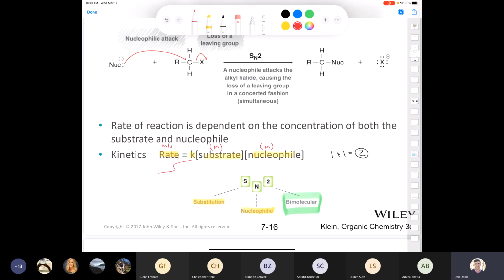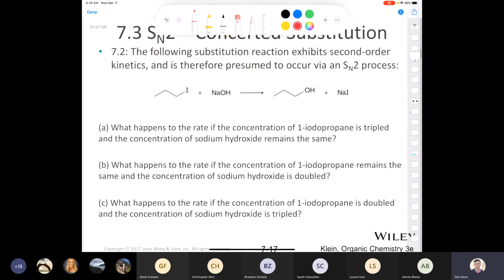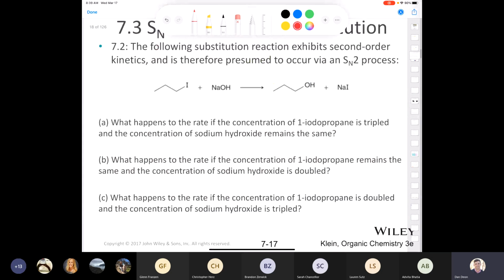But in this case, the units of K would be equal to molar to the -1, seconds to the -1. You could try the math if you don't believe me, but that's what the units would be. Okay, anyhow, let's get back into it. Let's take a look at a question that involves an SN2 reaction.